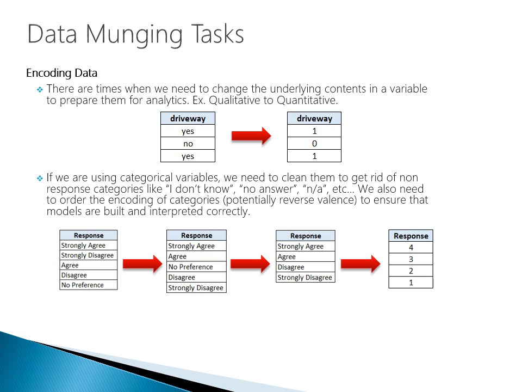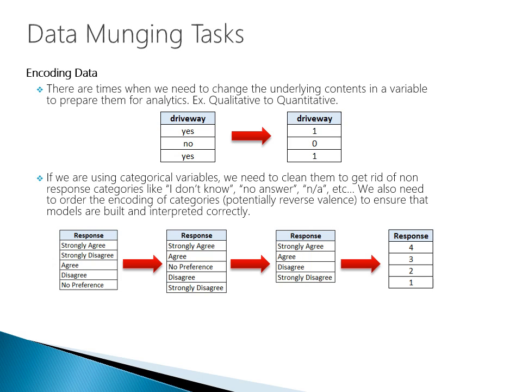For example, if we're using categorical variables, we need to clean them and get rid of non-response categories like I don't know, no answer, NA, etc. And we need to ensure the encoding of categories, and potentially the reverse valence, to ensure that models are built and interpreted correctly. And what this means is, if I've got information that's set up in a Likert scale, so I strongly disagree, I disagree, I have no preference, I agree, and I strongly agree. That order is very important in how we encode the information.